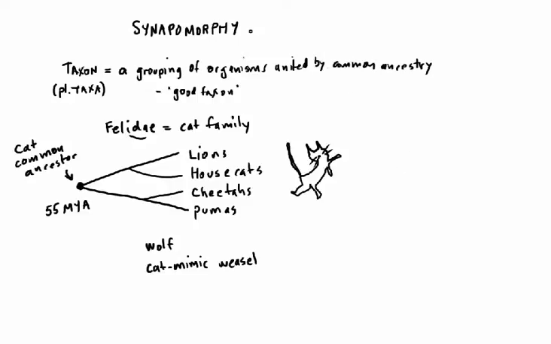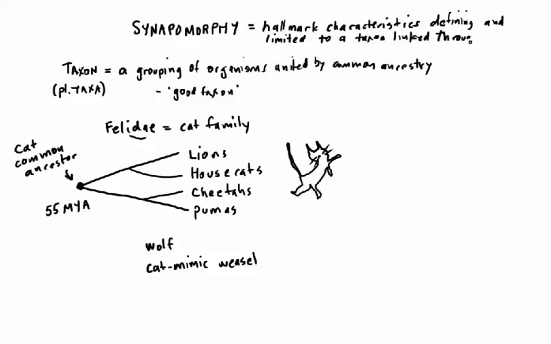Okay, so a synapomorphy is basically this. A hallmark characteristic that both defines and is limited to a particular taxon which is linked through a common ancestor. So maybe your working list of synapomorphies for the cat family might include a really sinewy tail, might include these whiskers, might include the flexibility, and that would be potentially a working list for you. Now, if you were an expert in mammal biology, you might come up with a different list that might be a little bit more rigorously defined.